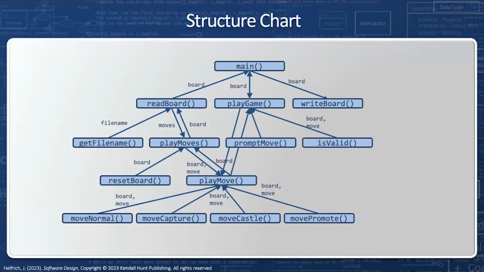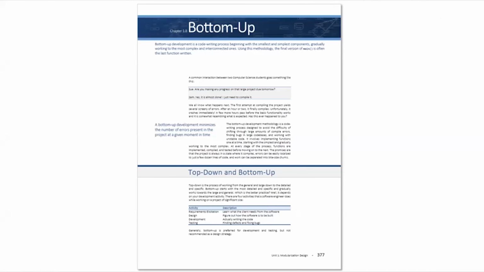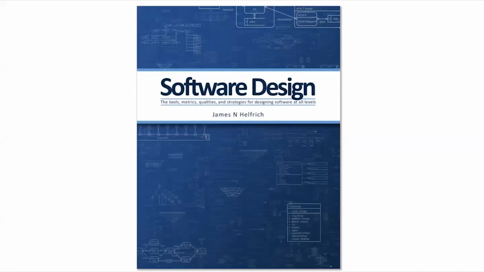I keep working from the most isolated functions to the more dependent functions, and main will be the last function that I implement. This process is discussed in way more detail in the bottom-up development process section of the bottom-up chapter of the software design textbook.